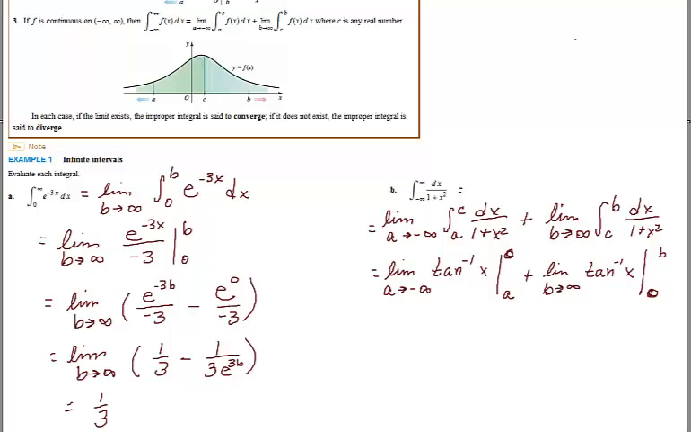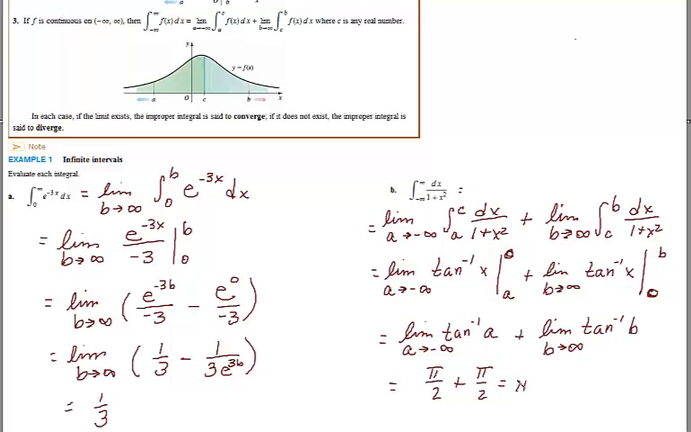Now I'm just going to write down what I have. Okay, and now as a goes to negative infinity, this guy here goes to pi over 2, and same for this next one. As b goes to infinity, this one goes to pi over 2, and we have that this improper integral then equals pi.